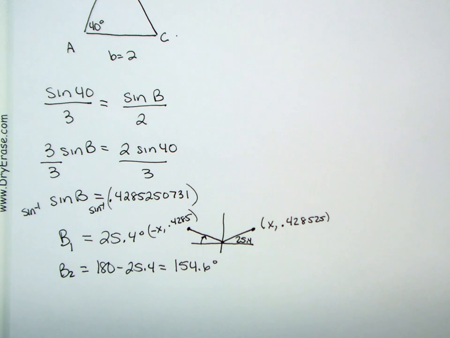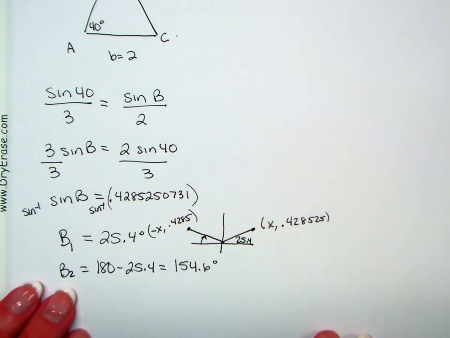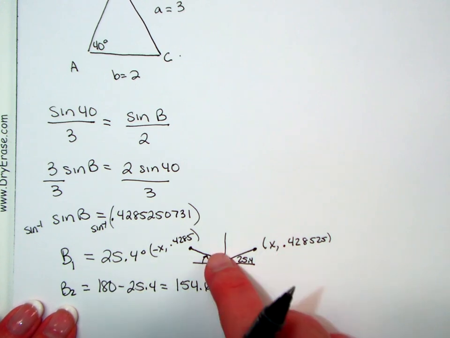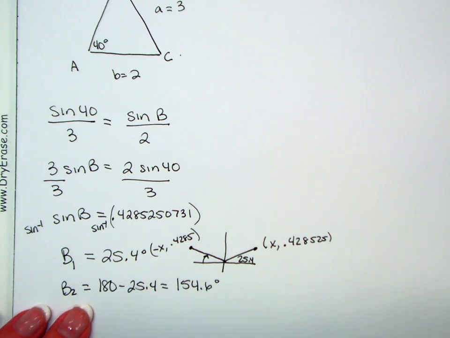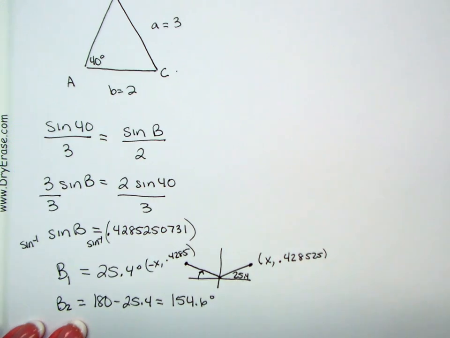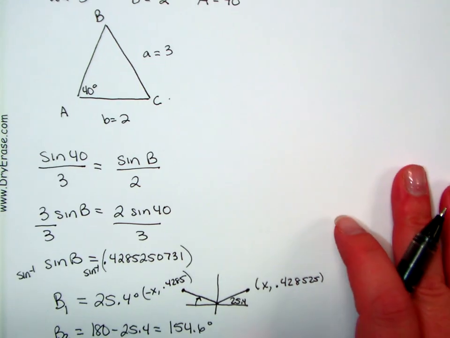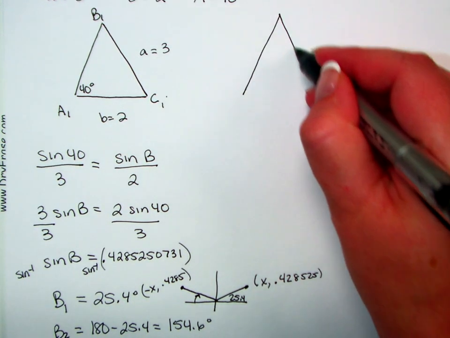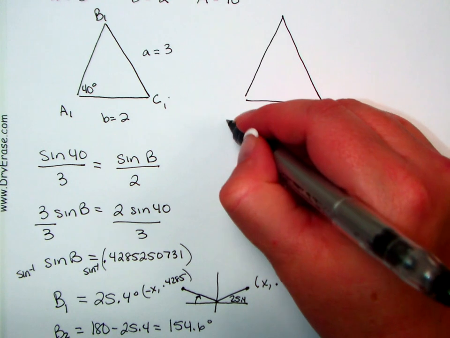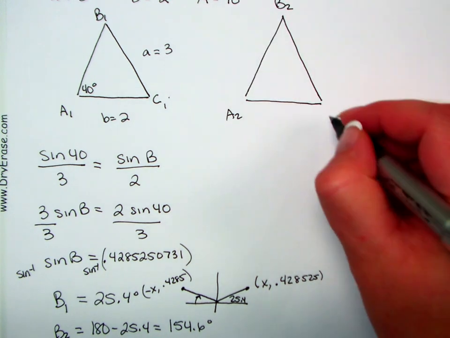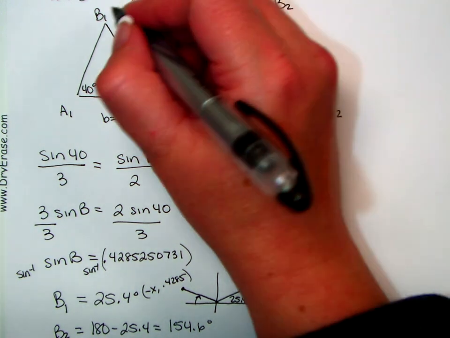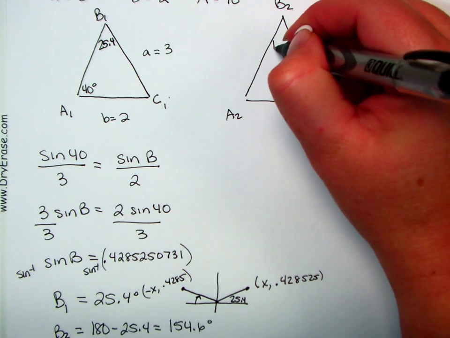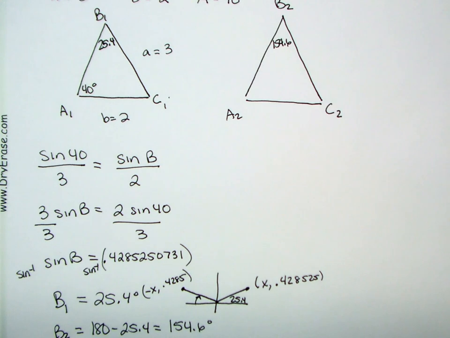Right? So we're always going to get two solutions here when we solve for angle B. The one from the calculator, and then the one on the other side of the y-axis there, 180 minus the answer from the calculator. All right. So let me go ahead and label these. A sub 1, B sub 1, C sub 1. And let's go and label A sub 2, B sub 2, C sub 2. So the first, B sub 1, is 25.4. And the second, B sub 2, is 154.6, right?